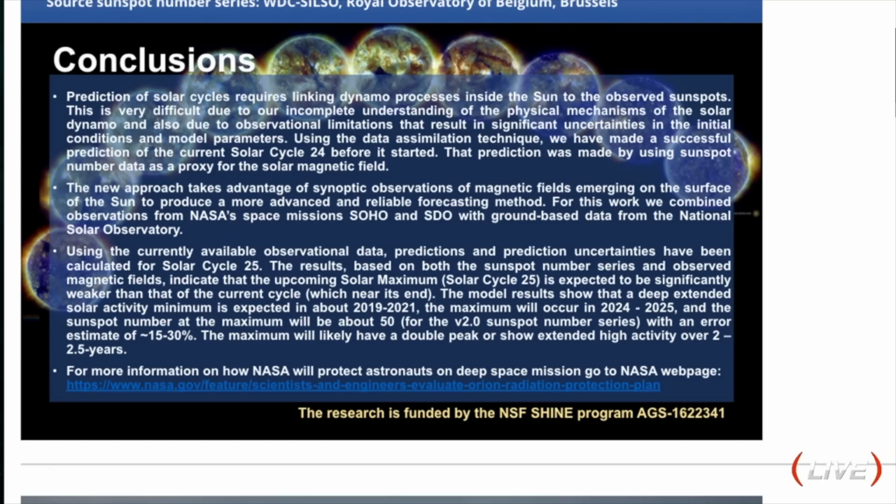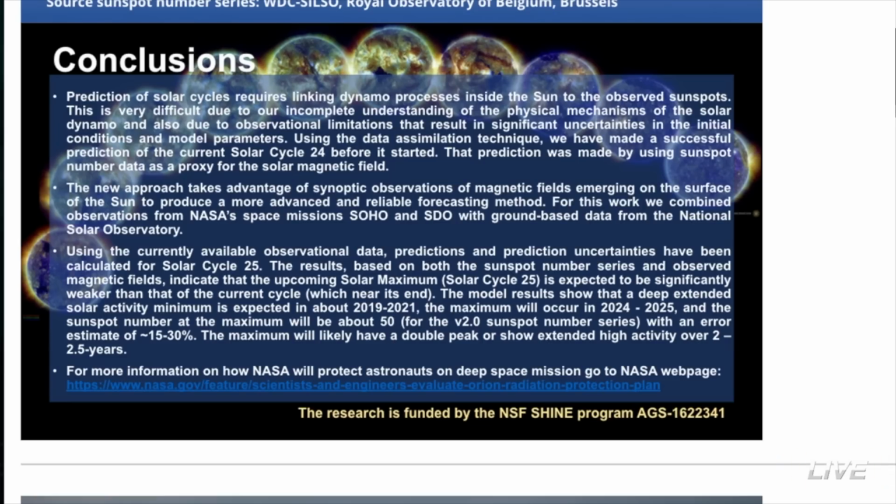Using the data assimilation technique, we have made a successful prediction of the current solar cycle 24 before it started. That prediction was made by using sunspot number data as a proxy for the solar magnetic field. The new approach takes advantage of synoptic observations of magnetic fields emerging on the surface of the sun to produce a more advanced and reliable forecasting method. For this work, we combine observations from NASA space missions SOHO and SDO with ground-based data and the National Solar Observatory. Using the current available observational data, predictions and prediction uncertainties have been calculated for solar cycle 25.